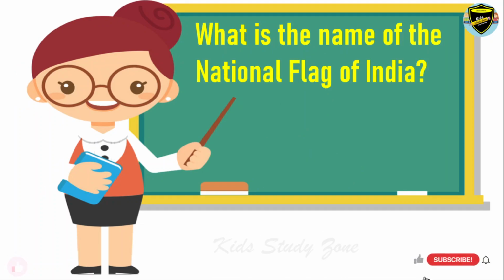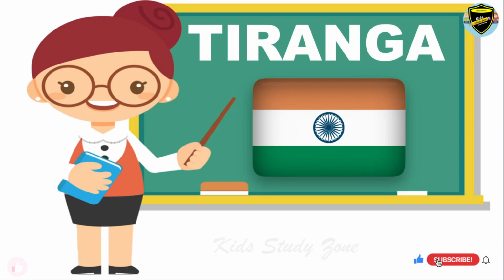Let's see the seventh question. What is the name of the national flag of India? Answer is Tiranga. T-I-R-A-N-G-A. Tiranga.